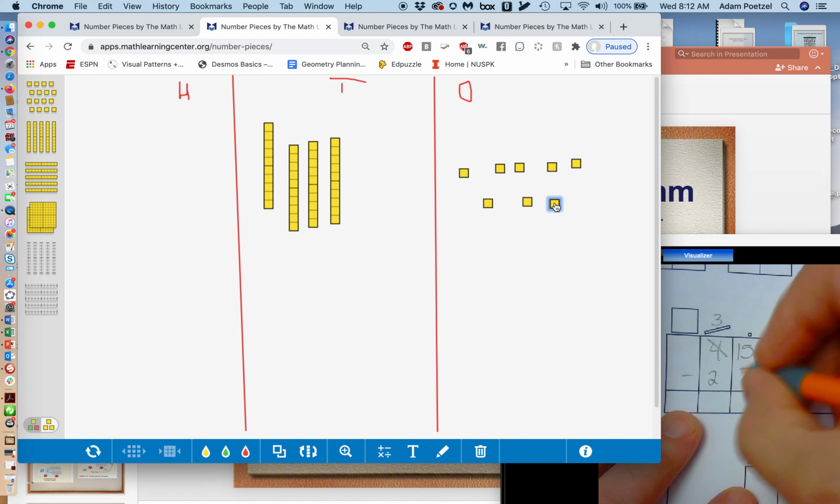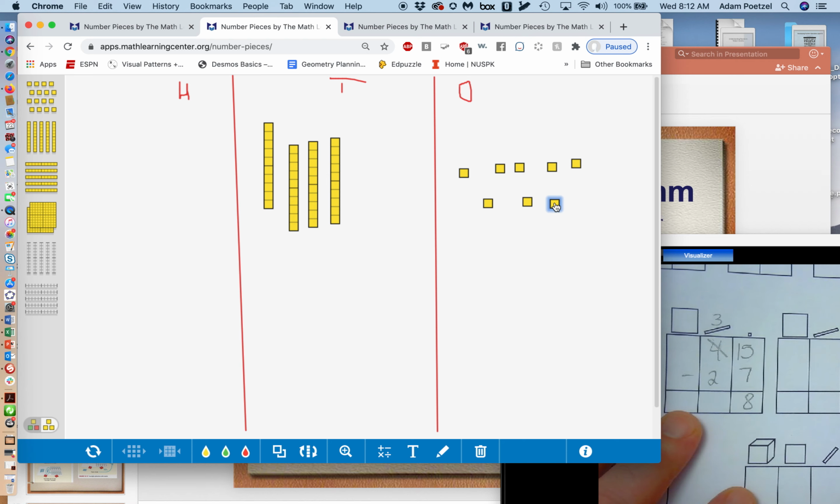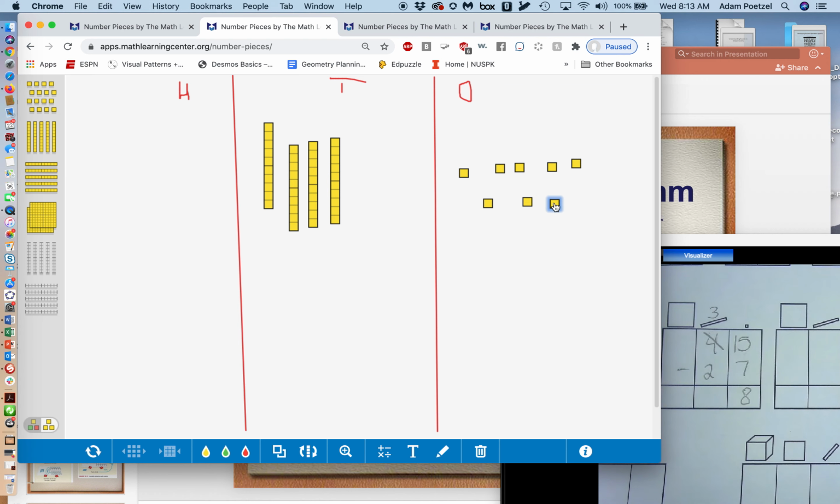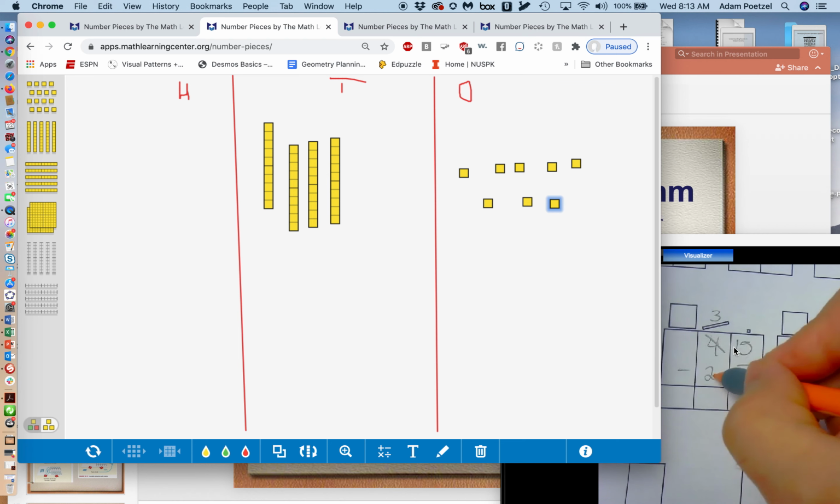And when I took away 7 of them, I had 8 left. And that just shows that trading process, again, of trading in a 10 for 10 ones, and that's what we do when we cross off and put the 3 and move a 1 over there. And then the last thing to do is to take away 2 of the 10s.